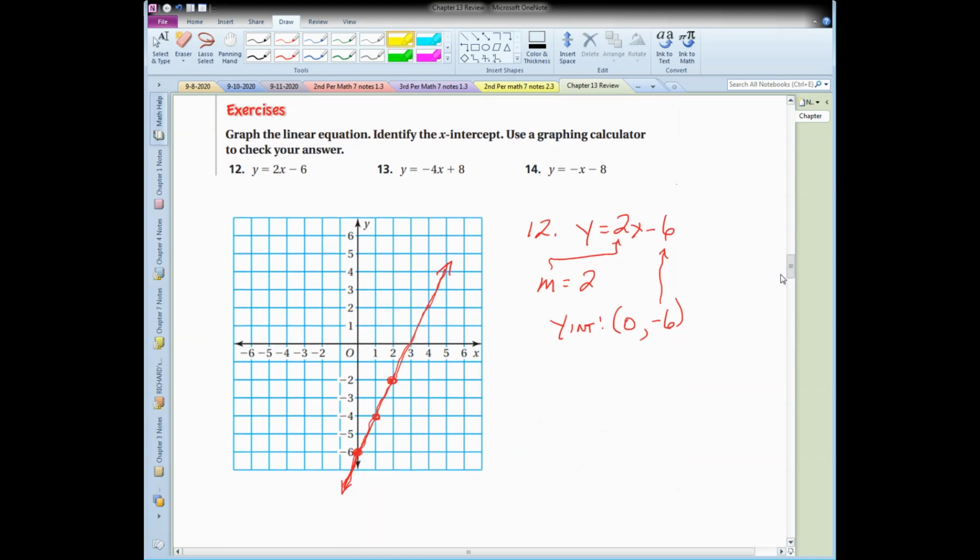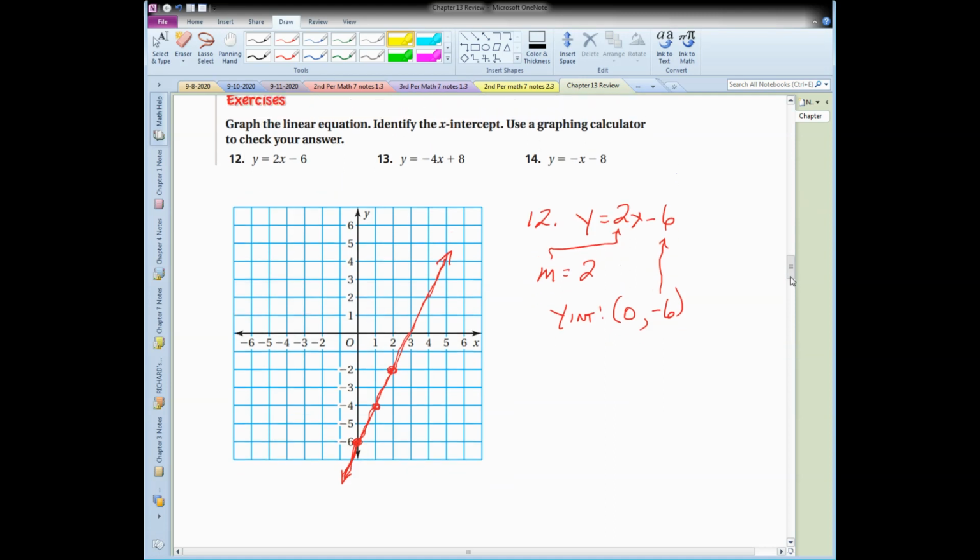So here I graphed an equation. I did number 12, because I knew that would fit on my graph. So I graphed it. I have my slope. My rise is 2. My run will be 1. I see where my y-intercept is, so I graph it.